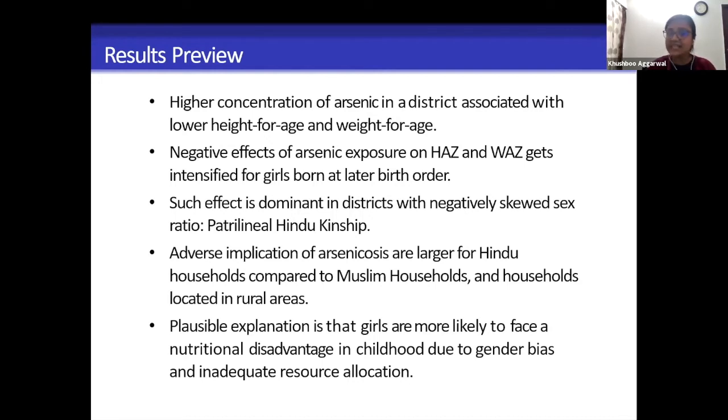These effects get exacerbated further in the regions where the sex ratio is in favor of males as compared to females. This is mainly again due to several patrilineal Hindu kinship practices. Now, the adverse implication of arsenic would actually be higher for the people who belong to the Hindu community as compared to the Muslim households and the households who are located in rural areas. So the possible explanation might be the nutritional disadvantage that a female child has to face during her early childhood days.